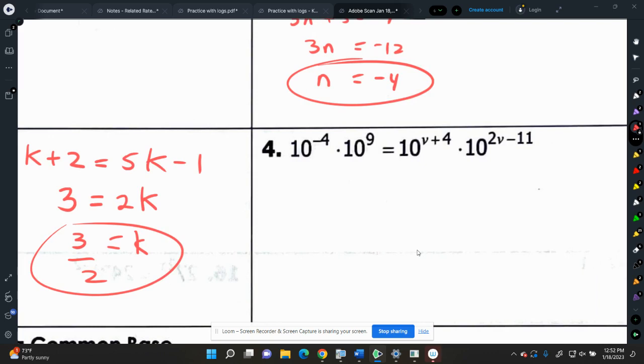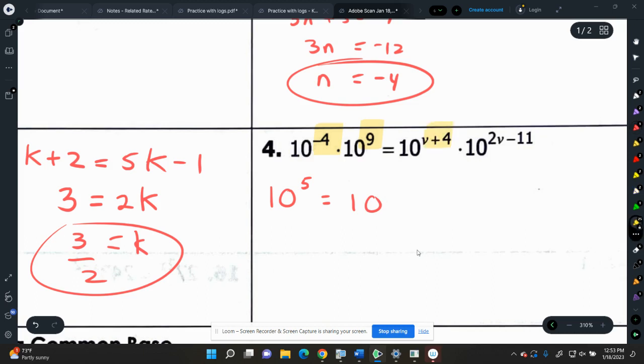Whoa, it just got harder. We're going to add the exponents on the left because we're multiplying with the same base. So that's 10 to the 5th equals 10 to the, we're going to add the exponents again. v plus 4, 2v minus 11. So we get 3v minus 7. So 5 equals, which one?